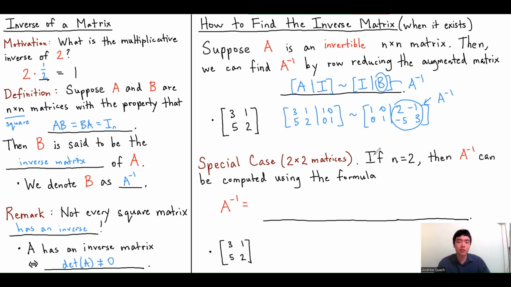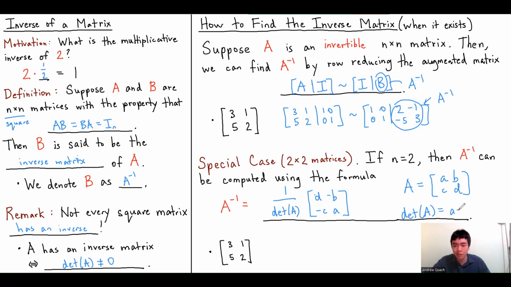Now, in a special case where we're dealing with 2 by 2 matrices, we have a nice formula for it. It's just 1 over the determinant of A times the matrix D, -B, -C, and A, where the original matrix was A, B, C, D. And recall the determinant of a 2 by 2 matrix is just the simple product AD minus BC.